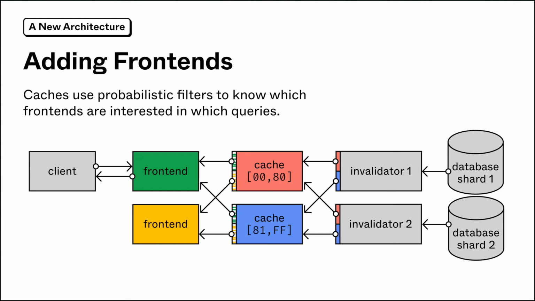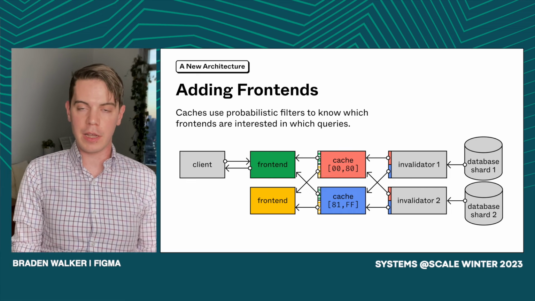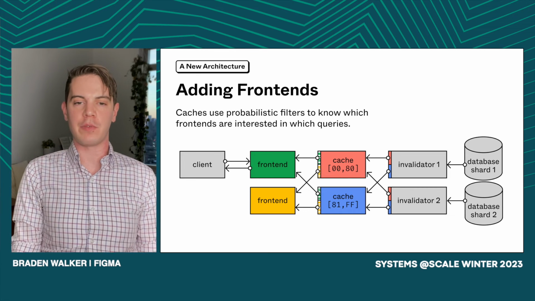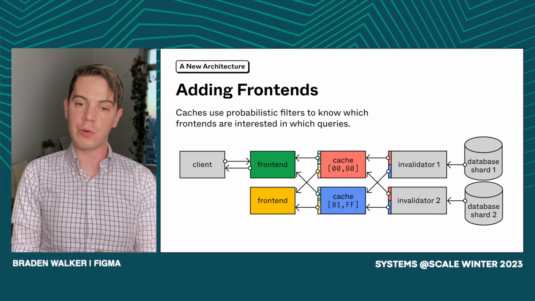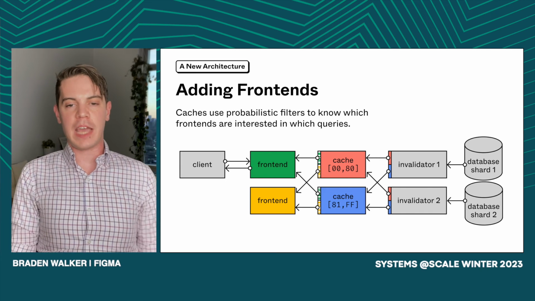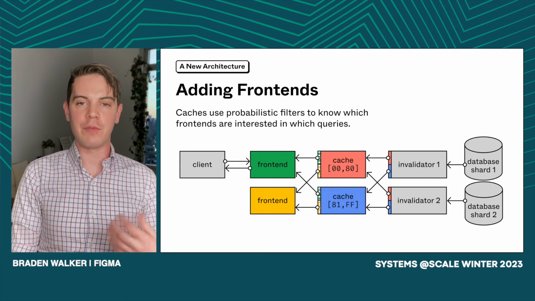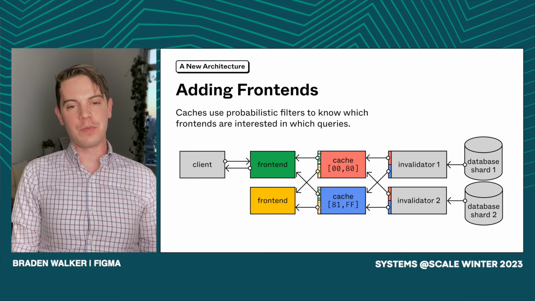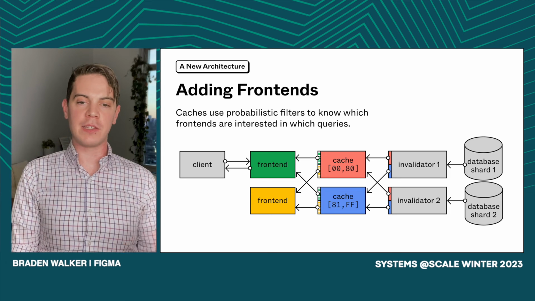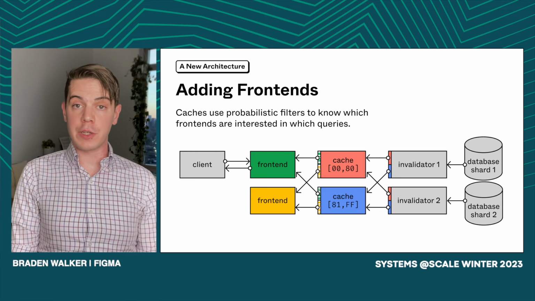These filters are allowed to say, for this query, is this front end interested in it? And sometimes it will answer yes, even if the front end isn't actually interested in it, but at a low rate. But they will never answer no if the front end actually is interested. They have this advantage that they're extremely small relative to the amount of information that they carry, which means they're very easy to move around the network as caches deploy, as front ends reconnect to caches, and they're very efficient to search through.